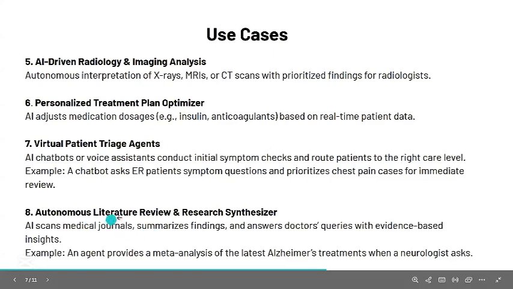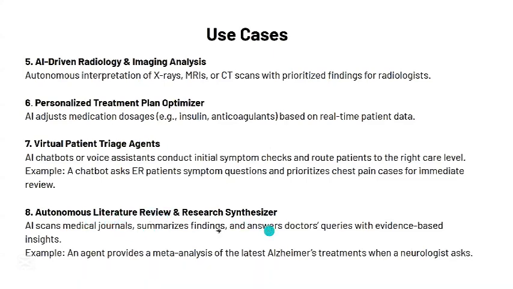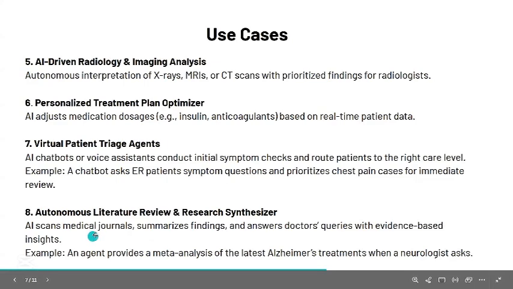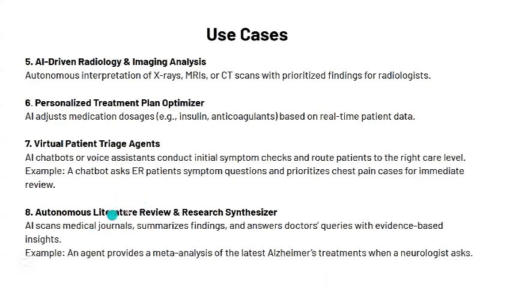And also autonomous literature review and research. This is also related to what I have shown you before: there are a lot of medical journals and a lot of knowledge publicly available out there, and you can use those things in an efficient way. With evidence-based insights, you can get the outputs by using an autonomous agent.